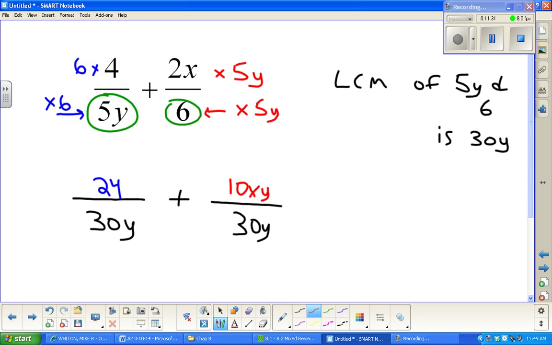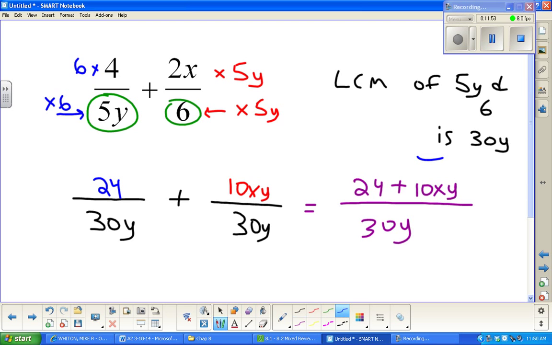All right, now we're able to add. We can add these two things together. We know the answer will always have that denominator, and we just have a 24 plus 10xy. And there's nothing to do as far as combining those. They're not like terms. 24 doesn't have any variables. 10xy obviously has x's and y's, so nothing we can do. Leave it like that. That is your answer.